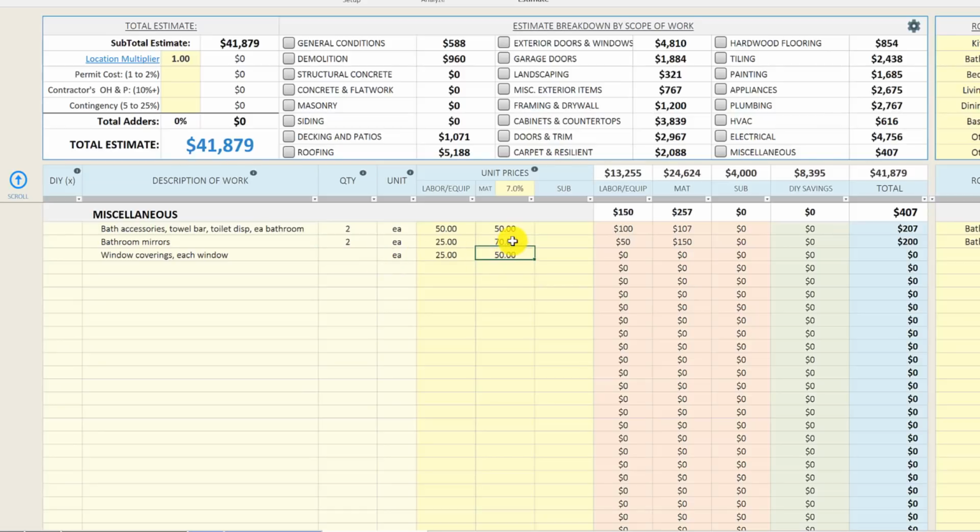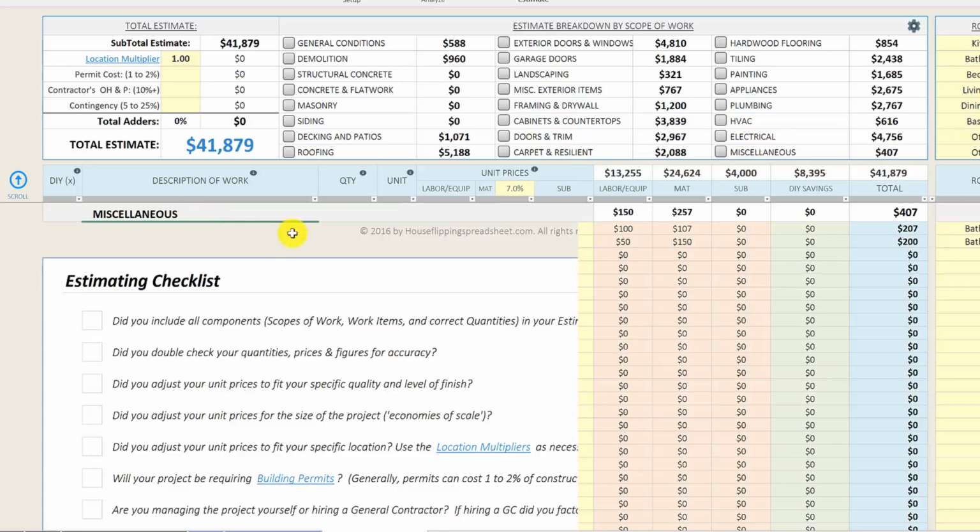So again, sometimes those vanity sets will include a mirror, but we're adding in $70 here to install custom bathroom mirrors in each of those bathrooms. And then window coverings, generally we won't install window coverings in the house. That's going to be something that's going to be on the homeowner to buy for the property.